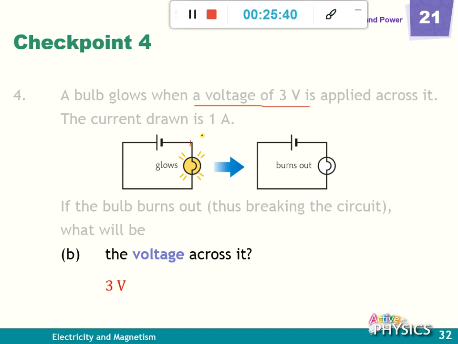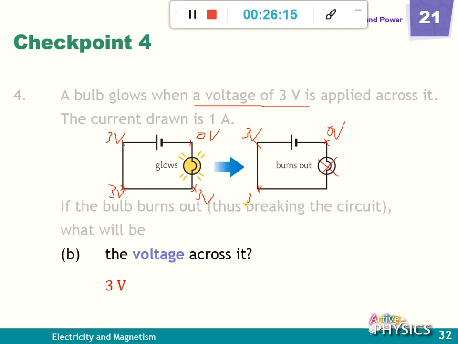3 volt means that here should be 0 volt. The battery should be 3 volt. This point is 3 volt. This one is also 3 volt. So the PD across the light bulb should be 3 volt. Now this one, open circuit, break it down. Remember, the potential is coming from the battery. The negative terminal, keep it 0 volt. The positive terminal, keep it 3 volt.